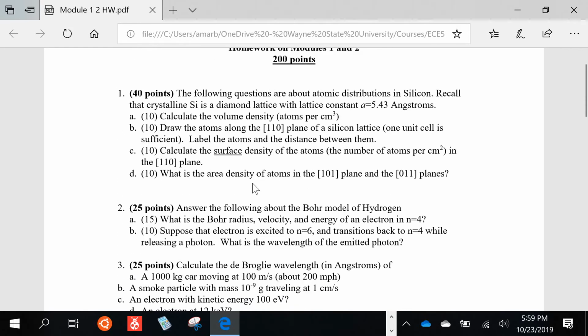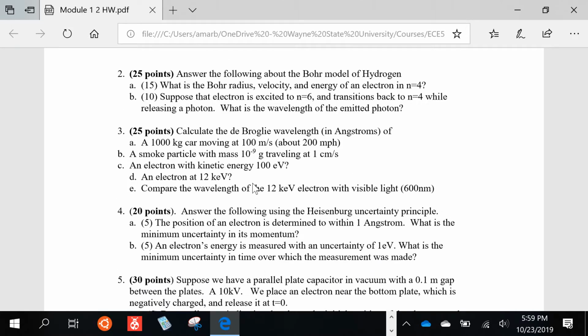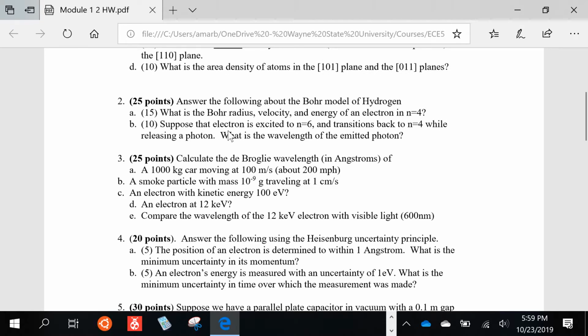So this homework was on modules 1 and 2. This next question was on the Bohr model of hydrogen. There were a lot of concepts here on the Bohr model. First of all, it talks about discrete energy states. Discrete energy states have discrete energy transitions. When there is a discrete energy transition, a photon is given off, and that photon has an energy equal to the energy transition. So there were a lot of concepts in this type of Bohr problem. So I expect you to know that.